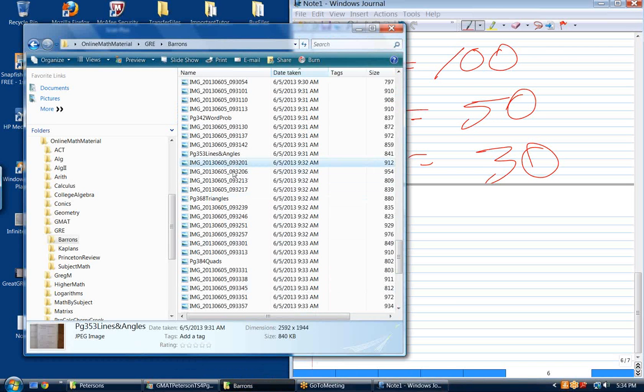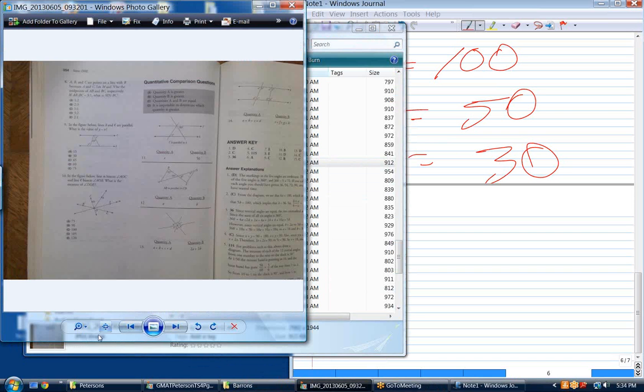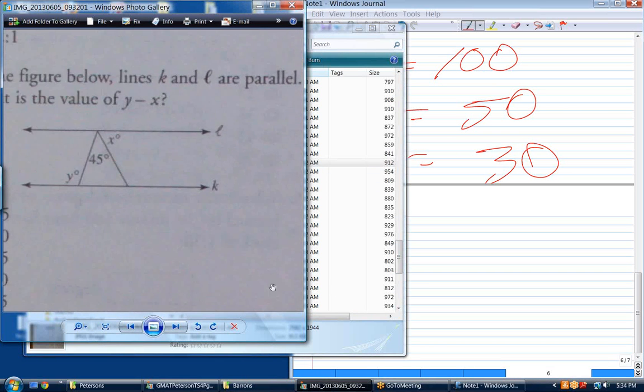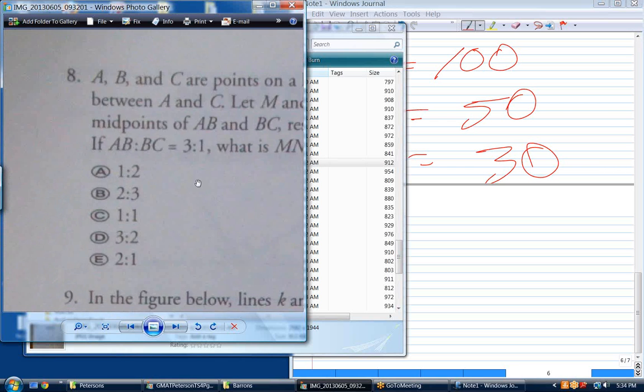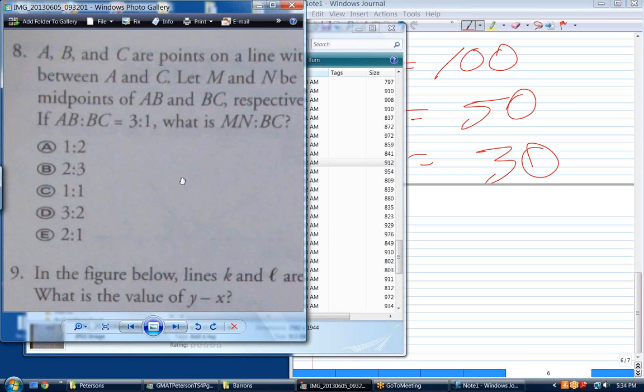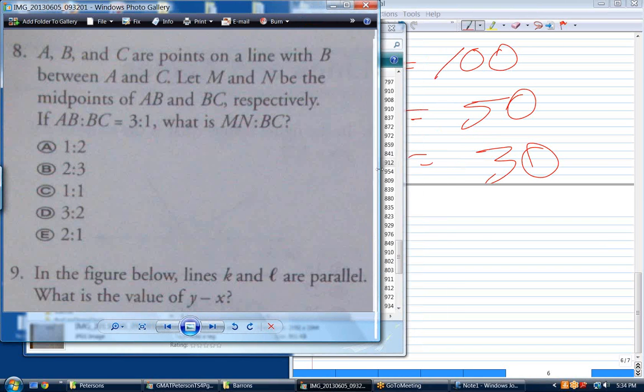Okay. Let's see. Lines and angles. No, we didn't do these. Okay.